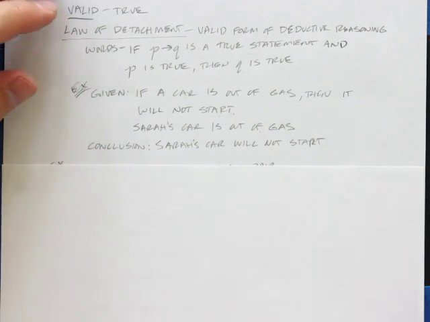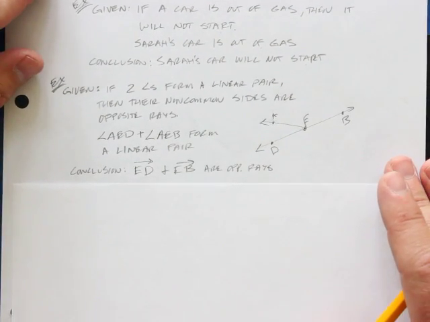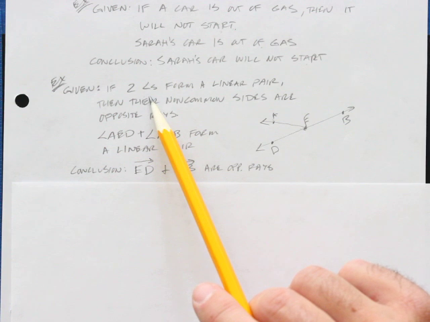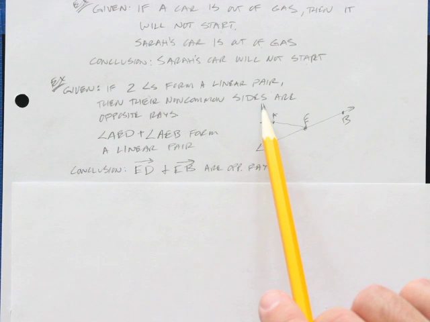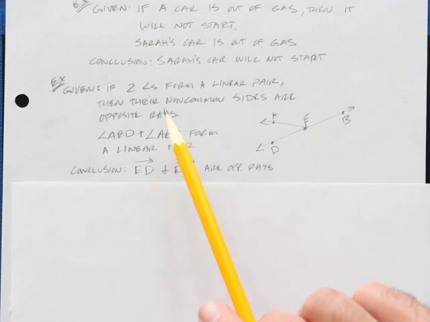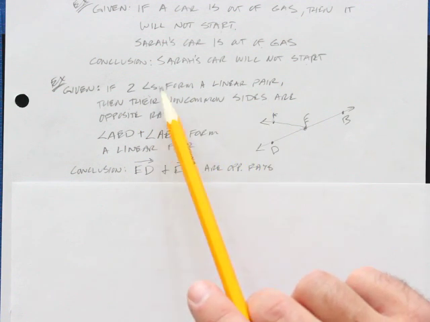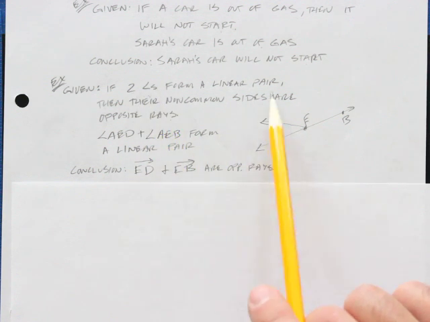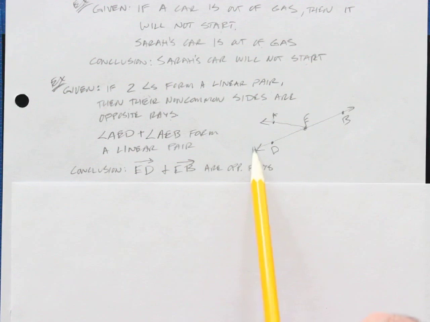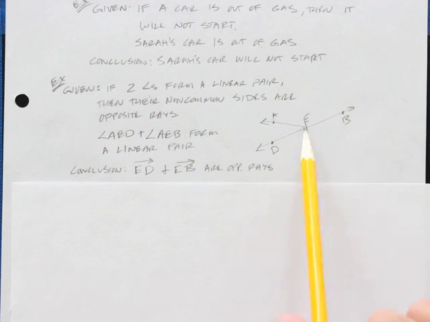Now let's go on to another example. If two angles form a linear pair, then their non-common sides are opposite rays. So if two angles form a linear pair, that means when you put them together, there is a line that forms as their non-common sides. So it forms a line, right? But it also forms two opposite rays here, right? EB and ED.